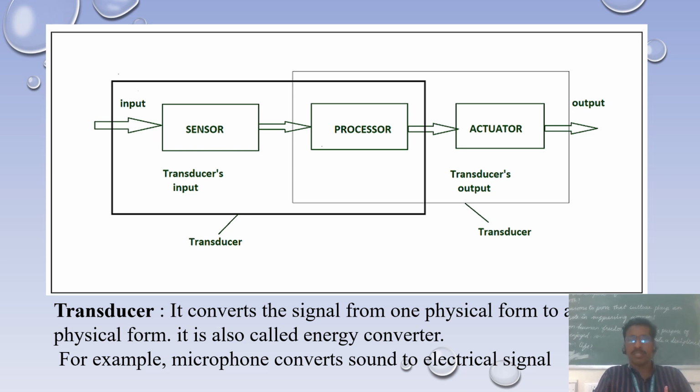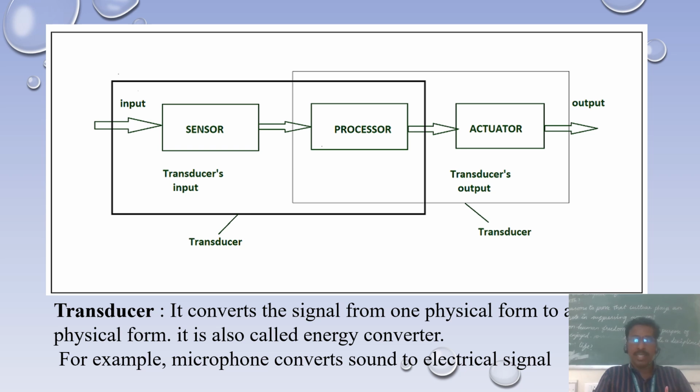That will create different movements or rotary actions. So generally transducers are there. It converts the signal from one physical form to another physical form. It is also called an energy converter.